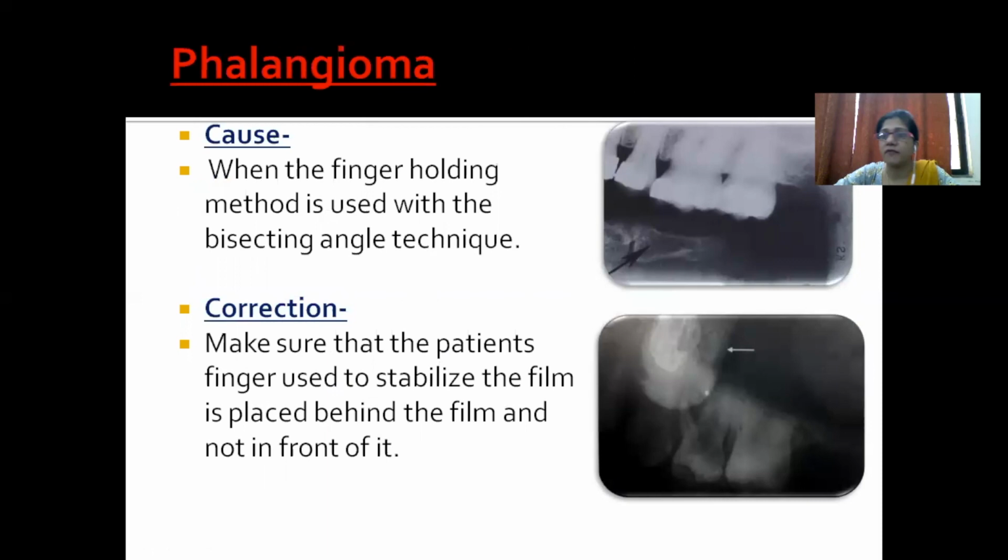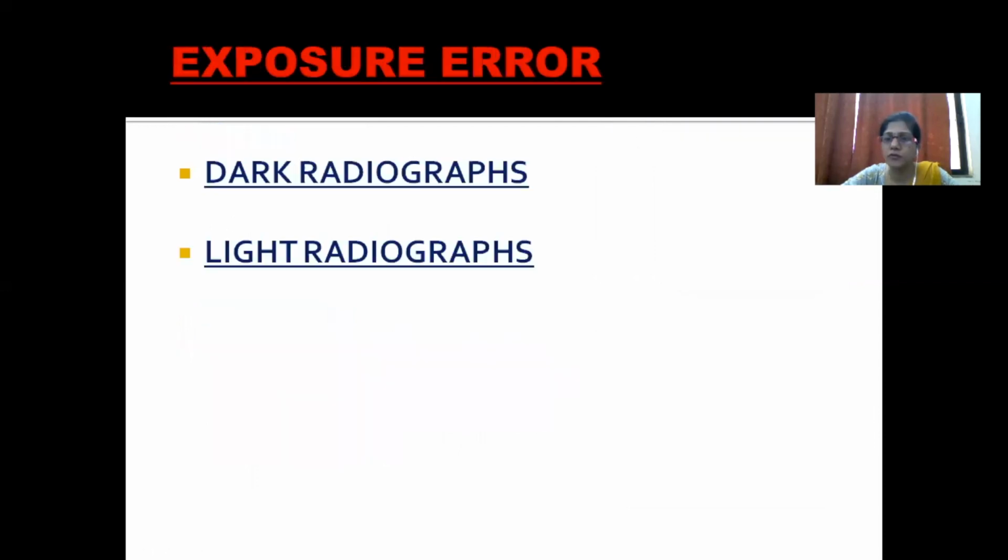Then phalangioma. Phalanx, that is the finger. When the finger holding method is used with the bisecting technique, if it is placed in such a way that the finger comes in the central ray. Make sure that the patient's finger used to stabilize the film is placed behind the film and not in front. If it is placed in front of the film, then only you will have this image. So the film holding method should be discussed and shown clearly to the patient.